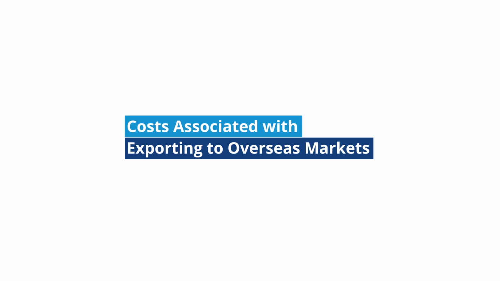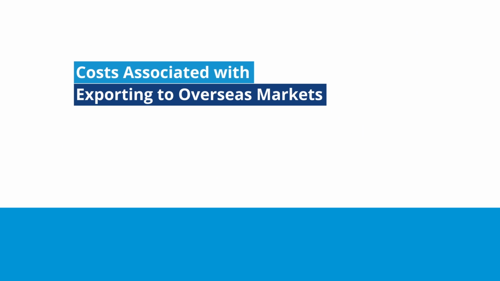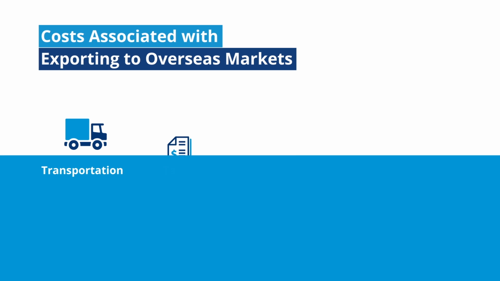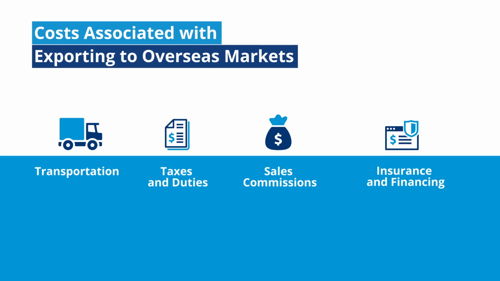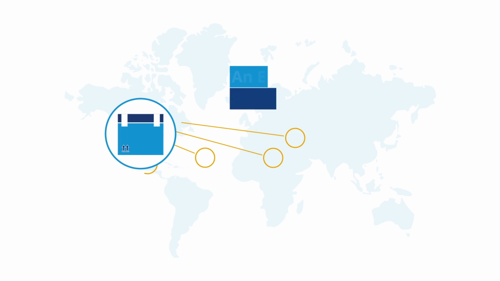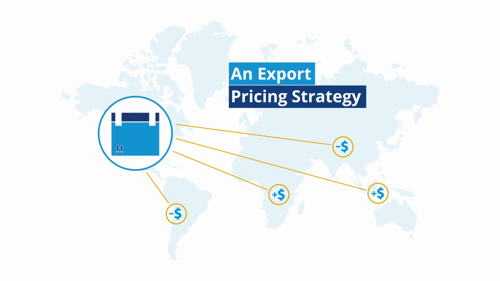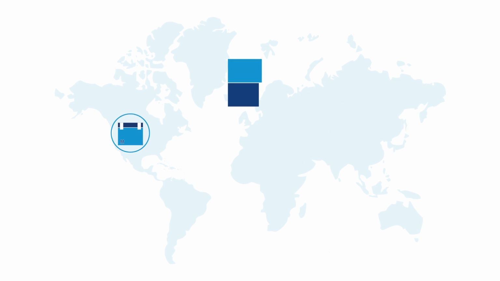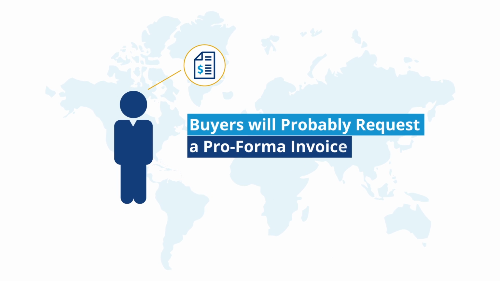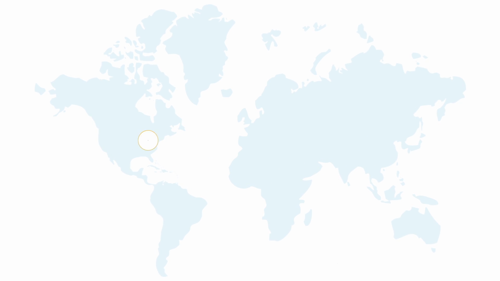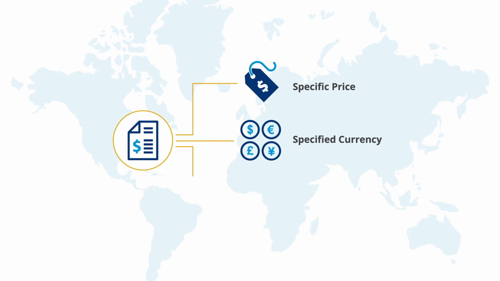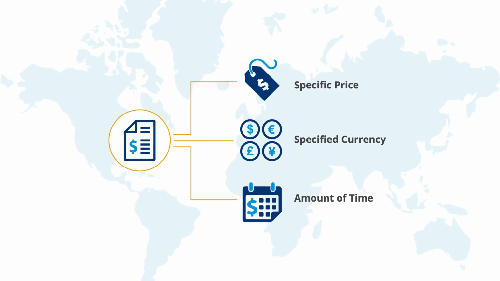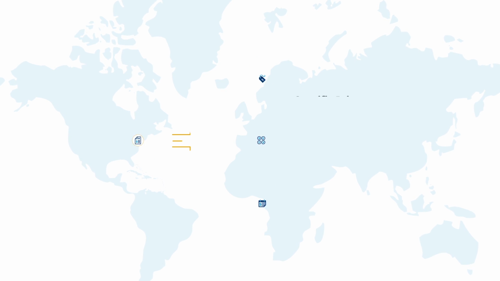There will be other costs associated with exporting to overseas markets, including transportation, taxes and duties, sales commissions, insurance, and financing. After you have done this research and you've decided on an export pricing strategy, your buyers will probably request a pro forma invoice, which is a detailed offer at a specific price, paid in a specific currency, usually US dollars, that is good for a set amount of time.